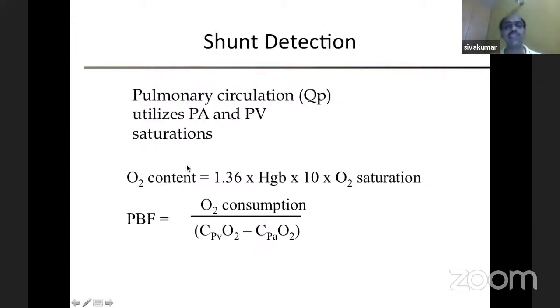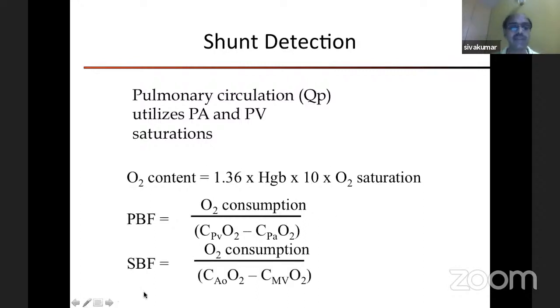Coming to calculations, QP uses PA and PV saturation. So QP is equal to oxygen consumption divided by pulmonary vein oxygen content minus pulmonary artery oxygen content. Systemic blood flow, QS, is oxygen consumption divided by aortic oxygen content minus mixed venous oxygen content.